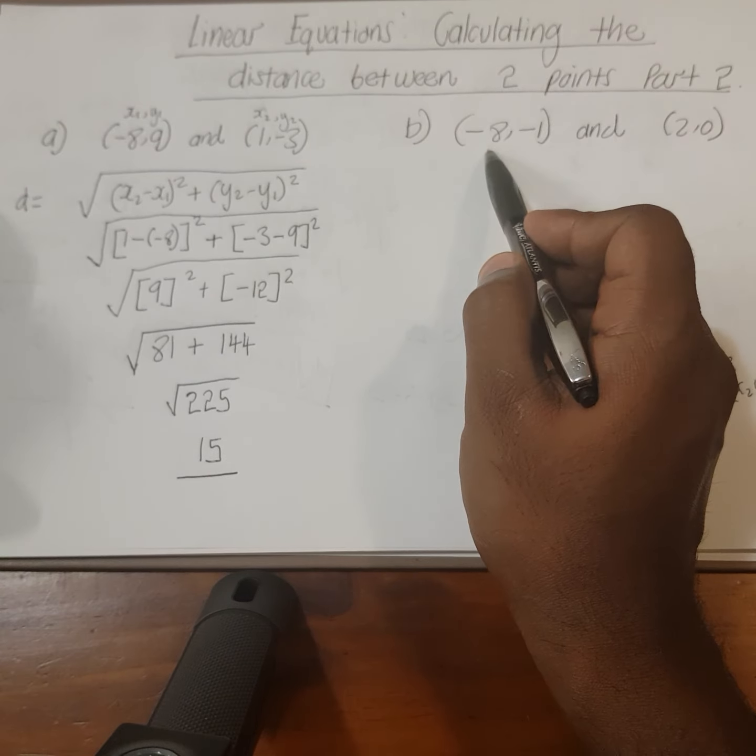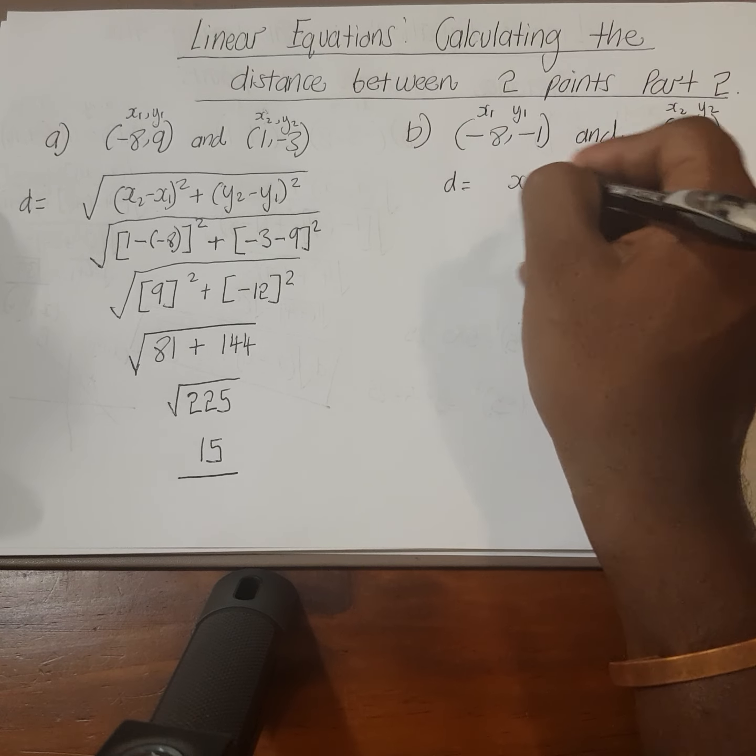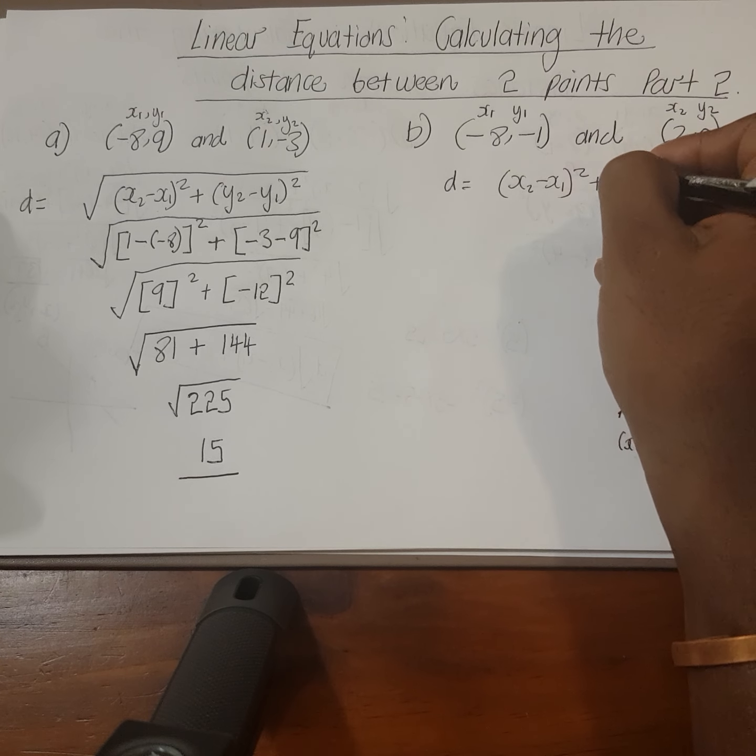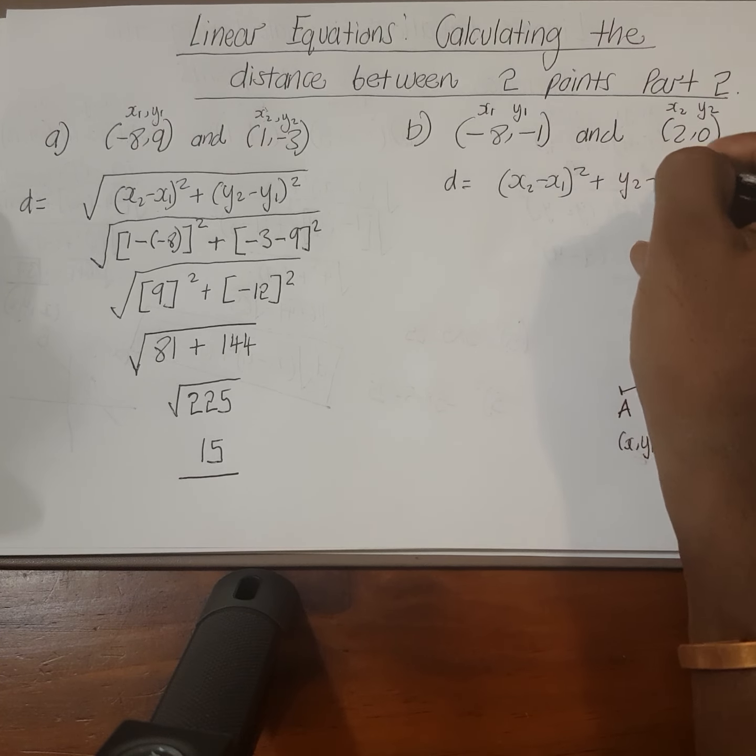-8, -1. And 2, 0. So what do we do? We'll allocate the points. So that is x1 and that is y1. That is x2 and that is y2. So in that way, I know clearly what I'm going to be substituting. The next procedure is to write down the formula because that is going to guide me to answer this question. All right. It's always a good habit to write down the formula.